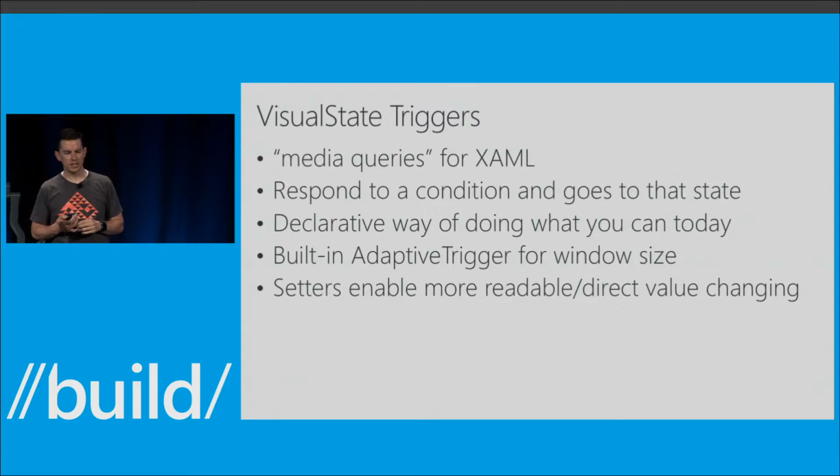And it responds to a condition that you define and goes to that state and then applies those rules. So this is a declarative way of doing something that you could have already done in code. And like I said, we're shipping that first one, the adaptive trigger, in the box for you.